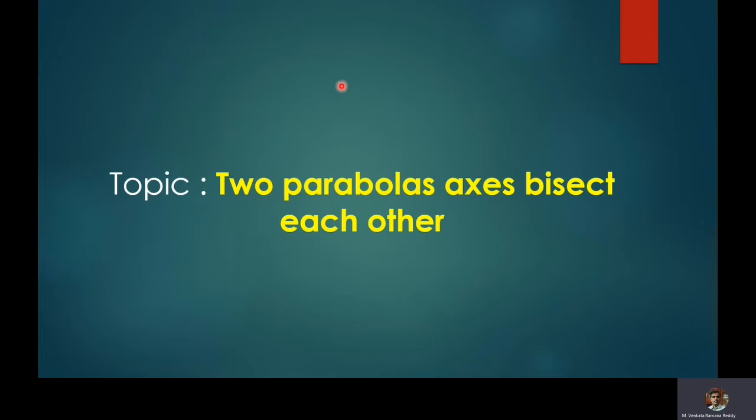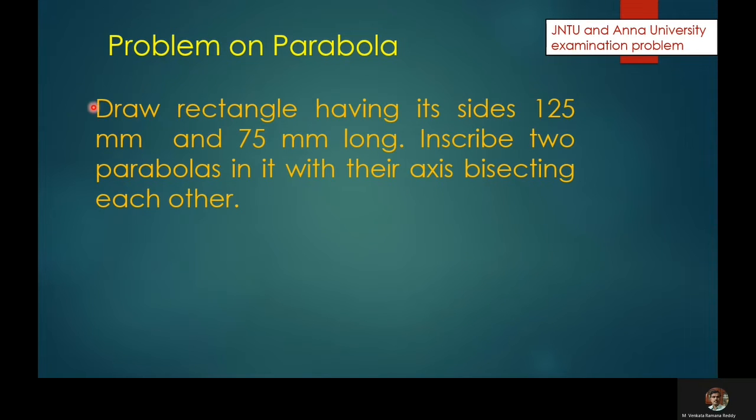Now we'll discuss construction of parabola. Under this, we are discussing now two parabolas whose axes bisect each other. This concept we'll discuss with the help of a problem. What is the problem? Draw a rectangle having its sides 125 mm and 75 mm long. Inscribe two parabolas in it with their axes bisecting each other.